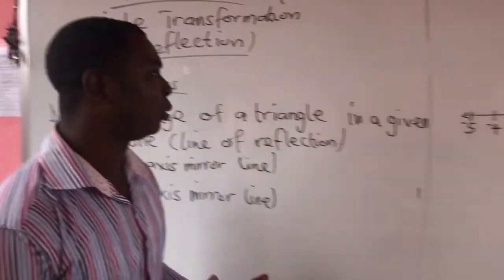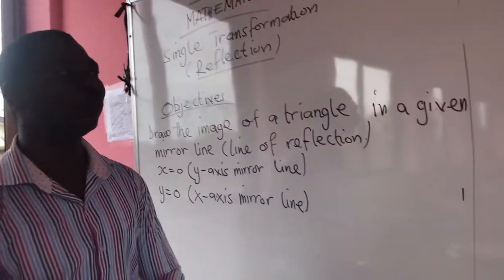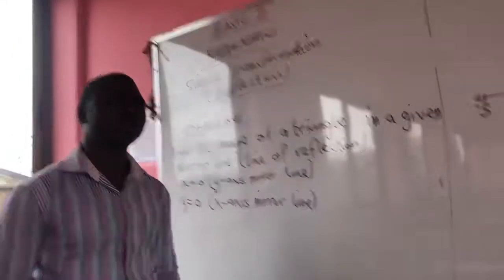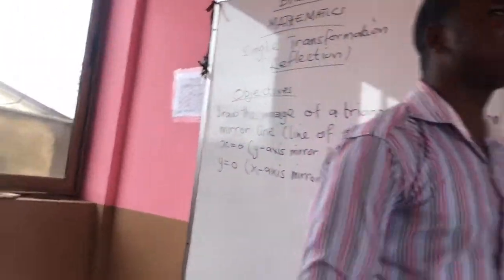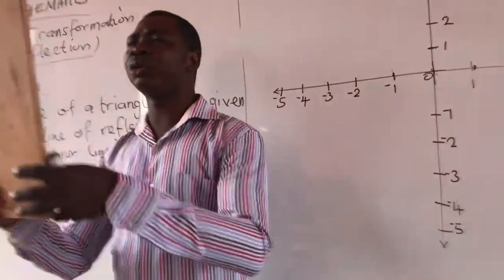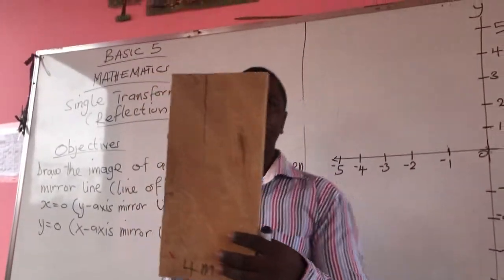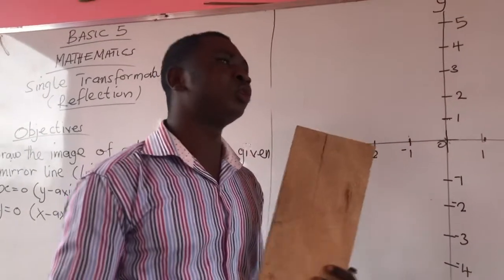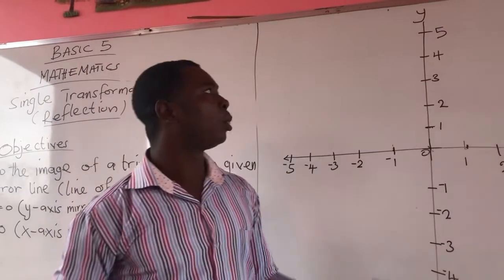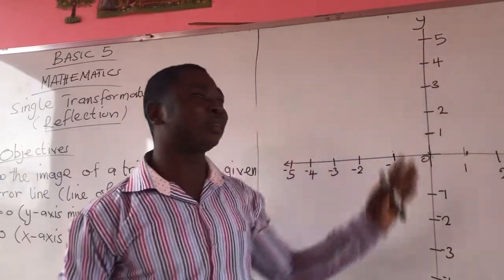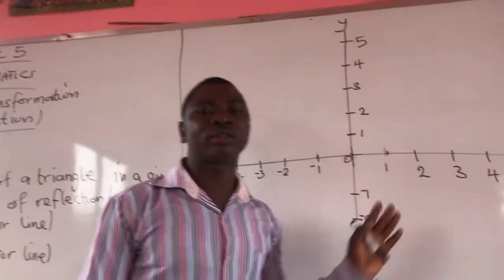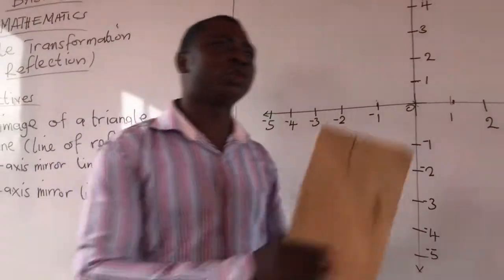Previously we learned about this, but we want to just go over it again. When we say reflection, it is like using a mirror. When you use the mirror, you see your image in the mirror. So we are going to use the axes we have mentioned as our mirror. When we say y-axis, we are using the y-axis as our mirror. When we say x-axis, that means we are using the x-axis as our mirror to transform the image.